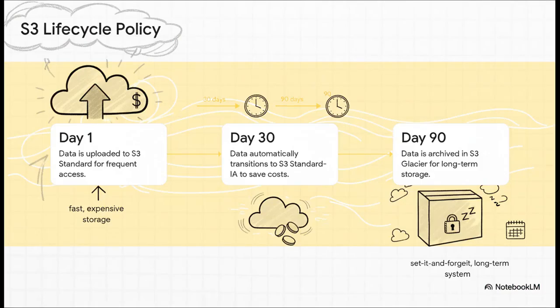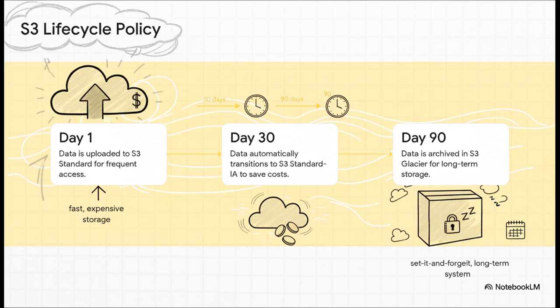This is done with something called lifecycle policies. You just set up simple rules, and S3 does all the work for you. For example, you can say, hey, when any new file is uploaded, put it in the fast, expensive storage. But if nobody touches it for 30 days, automatically move it to the cheaper tier. And then if it's still just sitting there after 90 days, move it again to the super cheap long-term archive. You just set it and forget it.